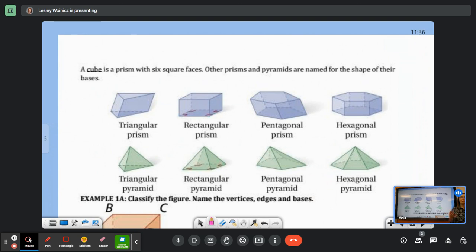These are also named by the shape of the base. So this is a triangular base pyramid because the base is a triangle. Rectangular pyramid has a base that's a rectangle. Okay, everybody happy with this?